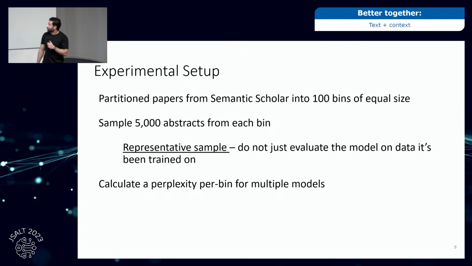So our experimental setup, as Shabnam mentioned, we have these bins that partition Semantic Scholar into 100 different bins of equal size. And we've sampled 5,000 abstracts from each bin. Now this is a representative sample. We're not just evaluating the model on the data that it's been trained on, we're evaluating on data that it's likely to see in a real world setting. And we're going to calculate a perplexity per bin for multiple models.